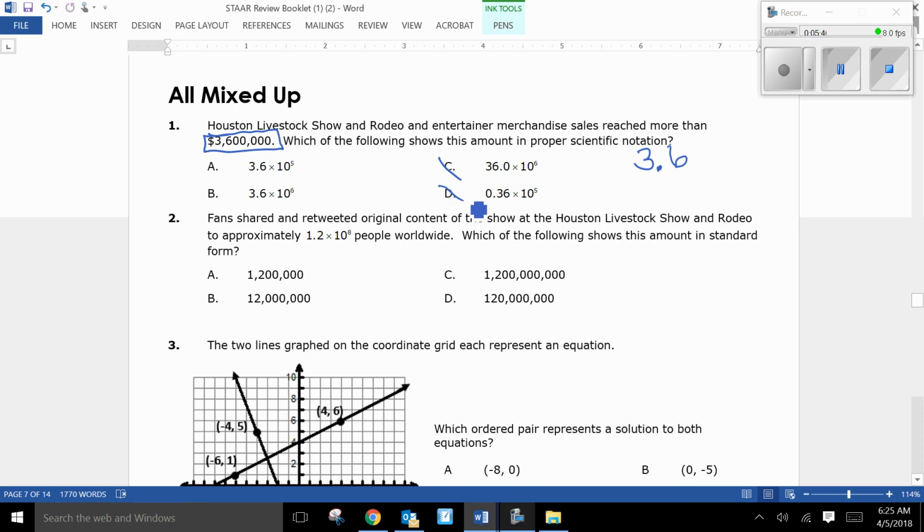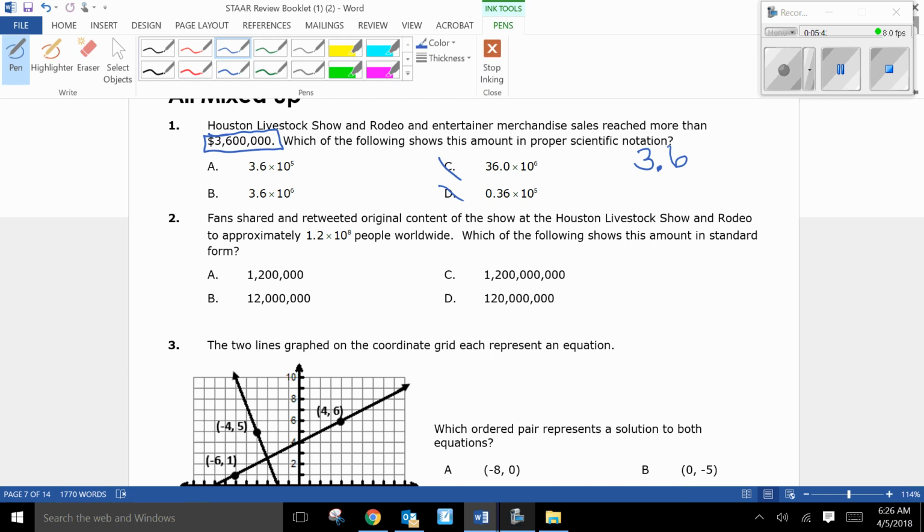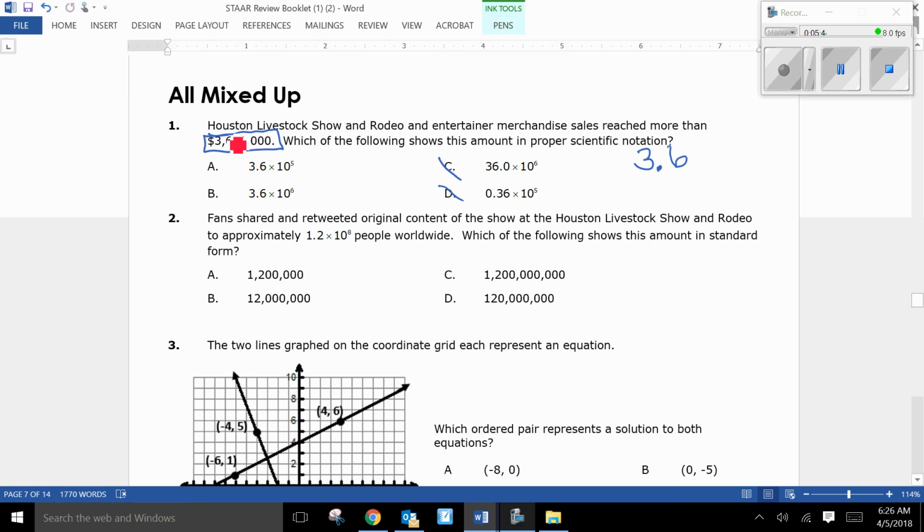And then I'm going to count how many times I would need to move my decimal. So I'm going to grab red here. And I would see that I would need to move my decimal 1, 2, 3, 4, 5, 6 times. So I would need to multiply by 10 to the 6th. So B would be my answer.